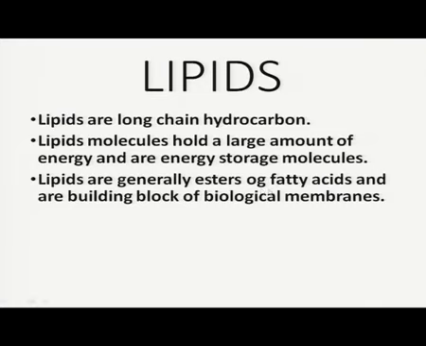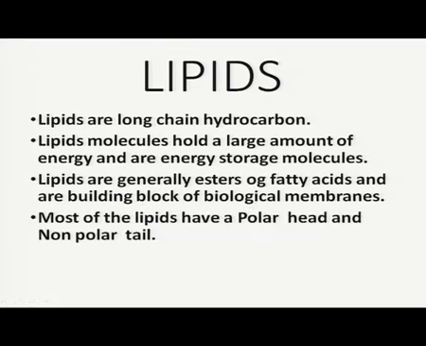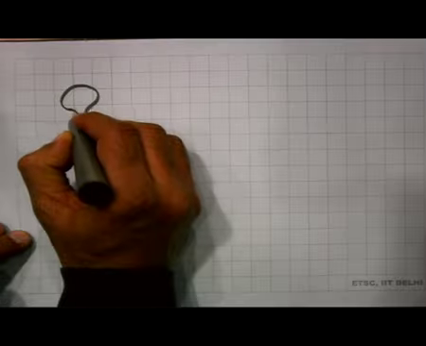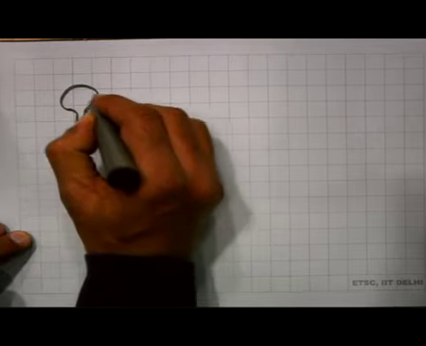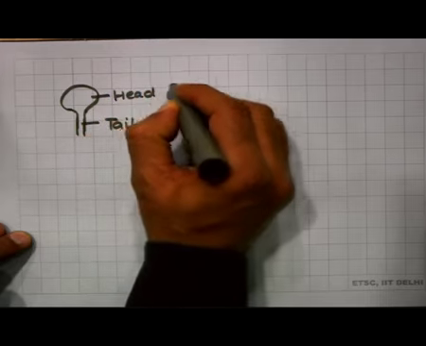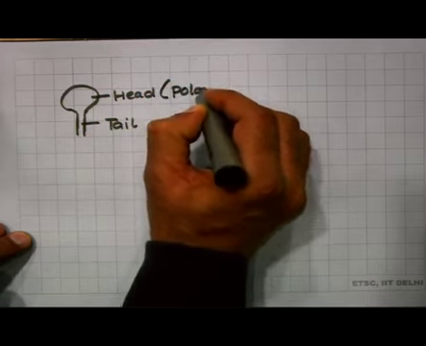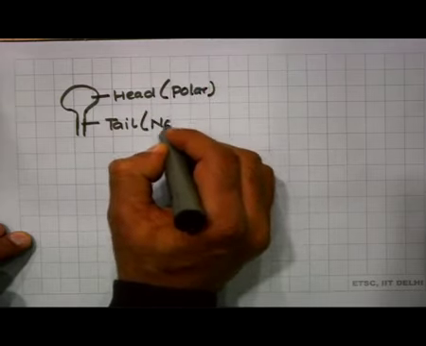Lipids are generally esters of fatty acids and are building blocks of biological membranes, because most of the membranes, the plasma membranes or the cell membranes, are made by lipids. Most of the lipids have a polar head and a non-polar tail. Just like this is the head region, this one is the tail region. This head region is known as polar head and this one is non-polar.